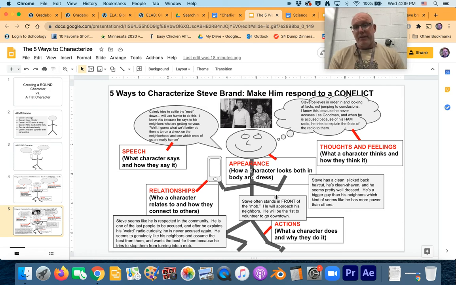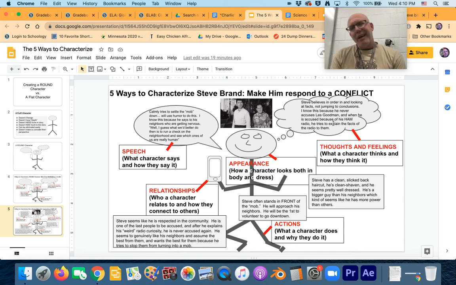Appearance. Well, here's the thing. Steve is clean shaven, right? There he is right there. He's got slicked back hair. He's got a tucked in shirt. It's a collared shirt. He's taller than most. He's kind of big, so there's some power there. Seems like he's a pretty well-respected guy who's kind of all business, and he mostly is.